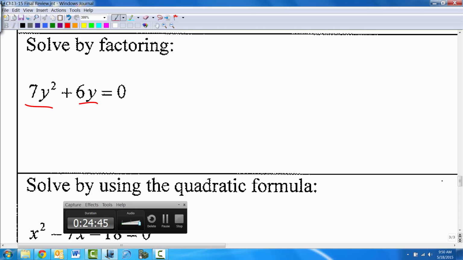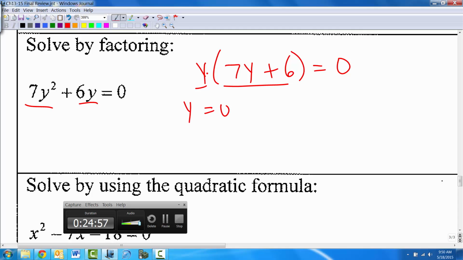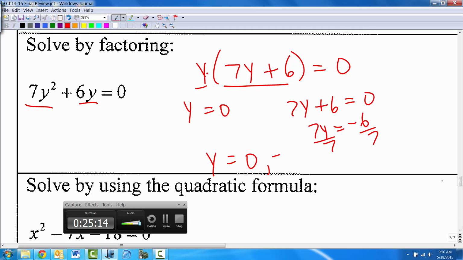Well, you should always look for a GCF on any factoring question. And then what we can do now is I have this times this equals 0. So now I could separate these and set them equal to 0 separately. So this is what you have to do on this one. And you do get one answer. Then the other one is subtract 6 from both sides and then divide by 7. So -6/7 is the other answer. So I thought I'd throw in a GCF solving by factoring.